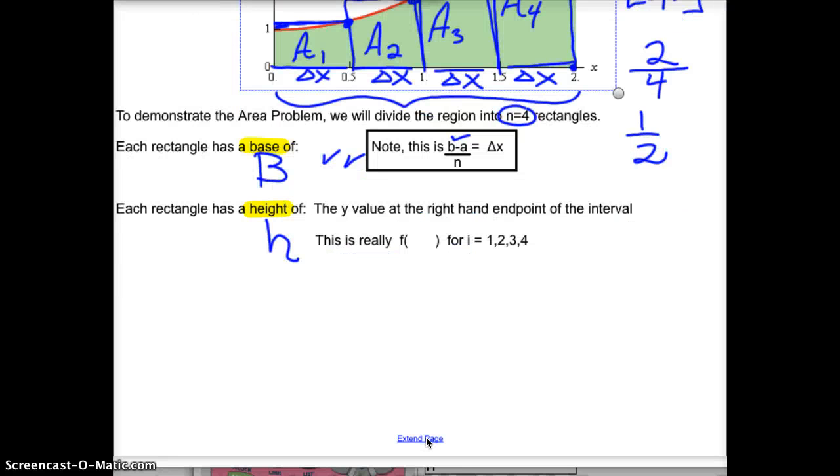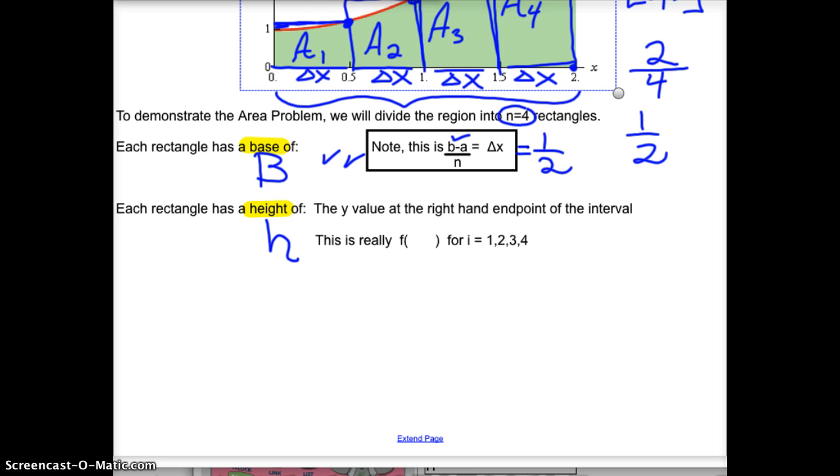So I have my 4 rectangles, and each one has a base of a half, or what we would say along here is a change in the x-axis. So in mine up there, my delta x, which is the base of the rectangle, is a half, and you can see it on the picture.